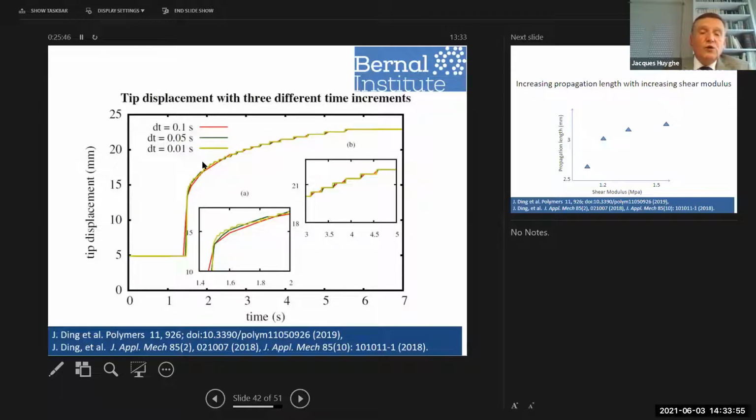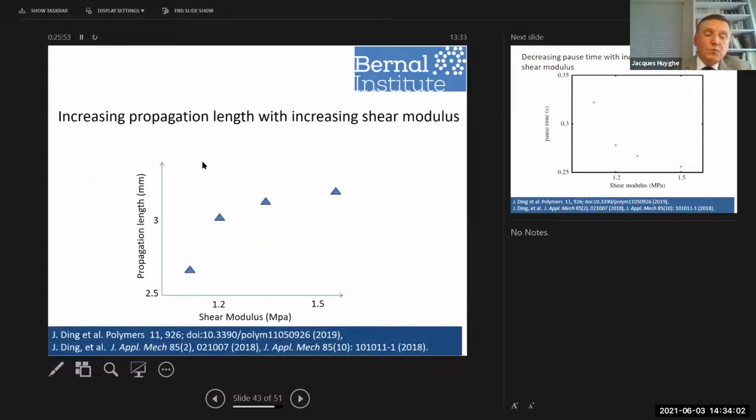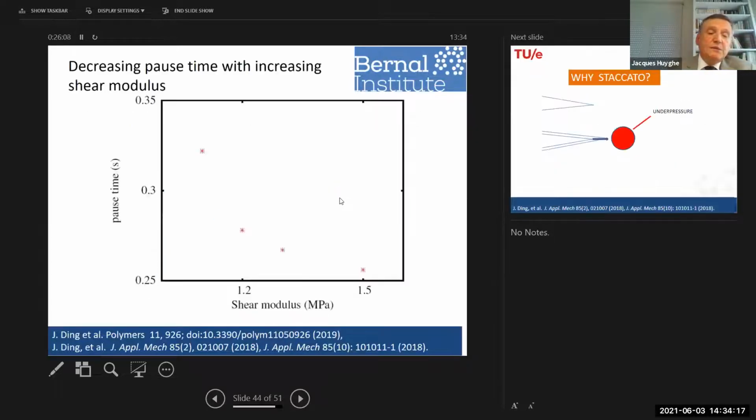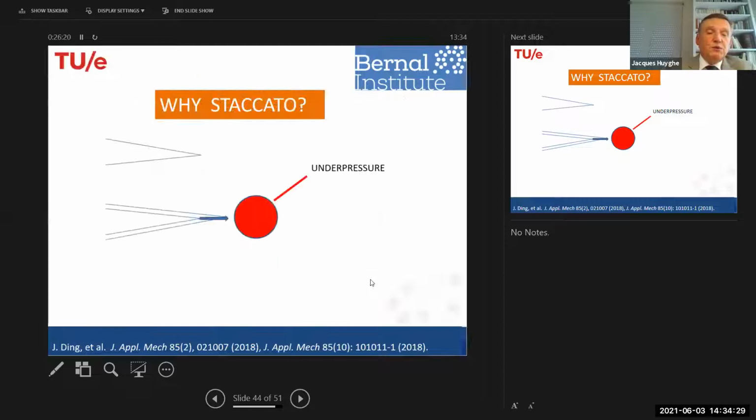Whatever you take, you continue having these stepwise progressions. And if we plot now the propagation length across one of the steps versus shear modulus, you find that there is a positive relationship between one and the other, which is consistent with the experiment I just showed you before. And same thing is true for the pause time. There we have an inverse relationship between pause time and shear modulus, and qualitatively this corresponds to what we have been measuring in the experiment.